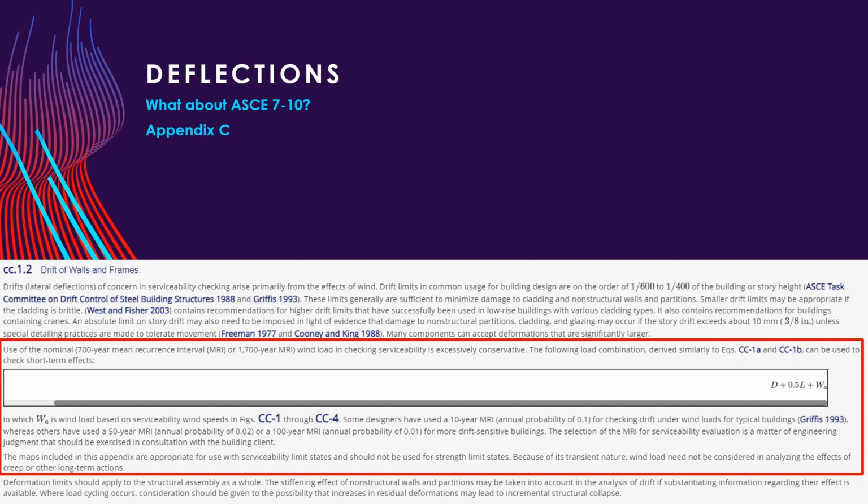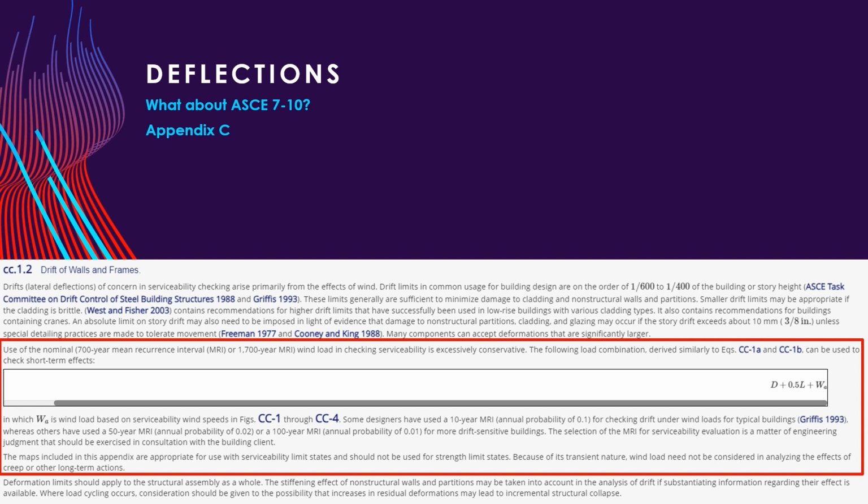And it's important, I think, to read this. The use of nominal 700-year mean recurrence intervals wind load in checking serviceability is excessively conservative. The following load combination in these equations can be used to check short-term effects. So here's that equation, dead plus half-live plus WA, in which WA is a wind load based on serviceability winds.